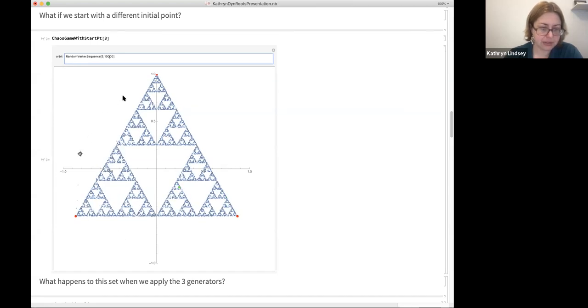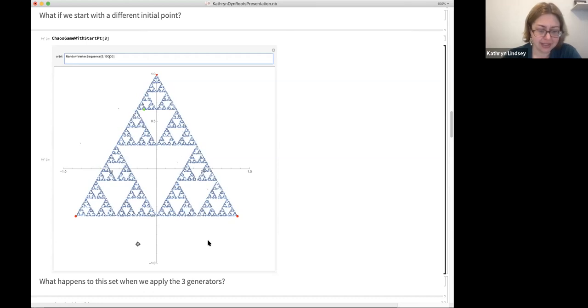So I think we could keep doing this. And what this shows, or at least makes believable, is that as your randomly chosen sequence of vertices gets longer and longer, it matters less and less what your initial point is.